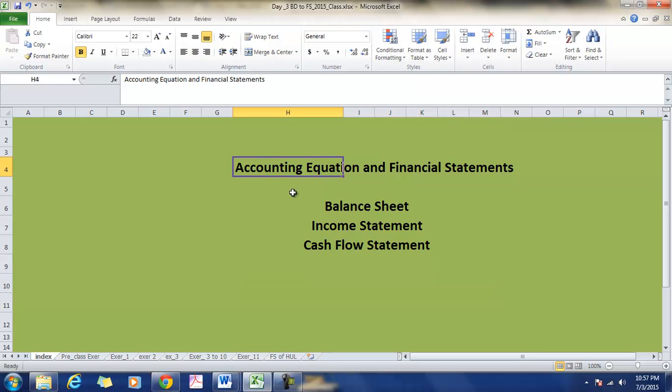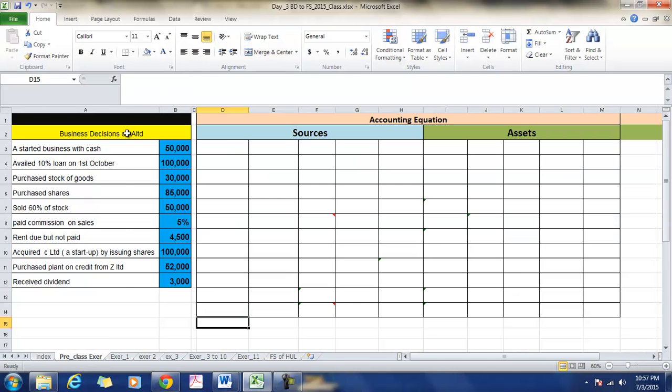In this session we will see the process of converting a set of business decisions into the accounting equation and financial statements, namely the balance sheet, income statement and cash flow statement. For this we'll take a set of transactions. First we'll convert them into the accounting equation and then we will convert them into the financial statements. So this accounting equation is of the company A Limited. We'll take the transactions one by one and try to convert them into the accounting equation.